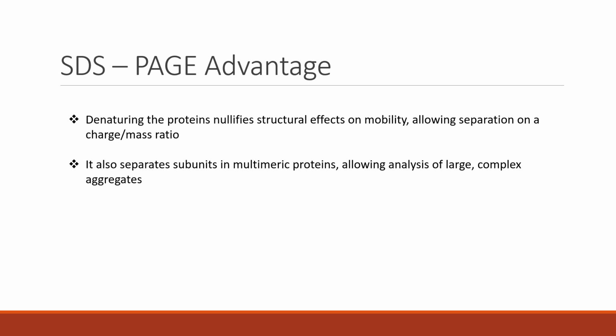So the larger subunits are going to be slower, and the smaller ones are going to move quicker through the medium. This also allows us to separate subunits of proteins that are much more complex. So if you have an alpha unit and a beta unit, it will separate those units from the proteins as well.